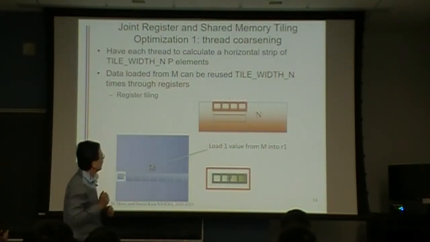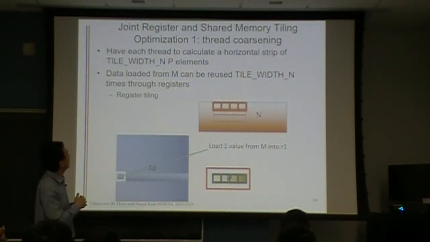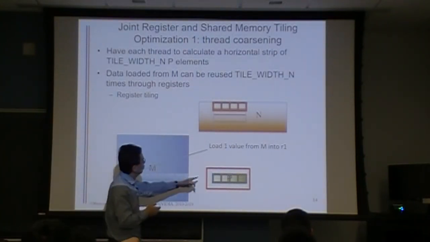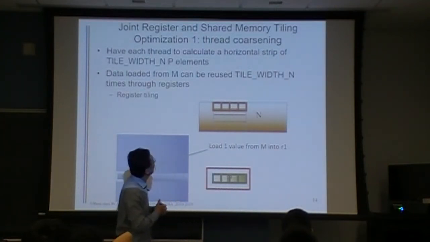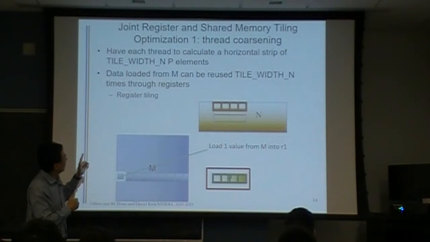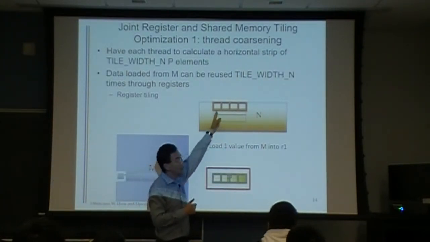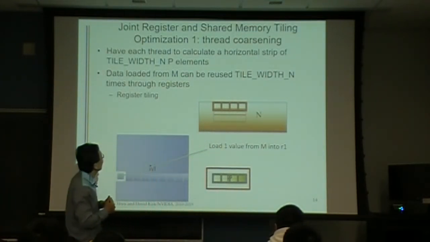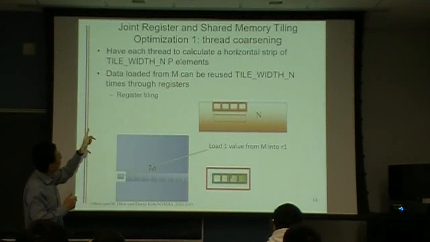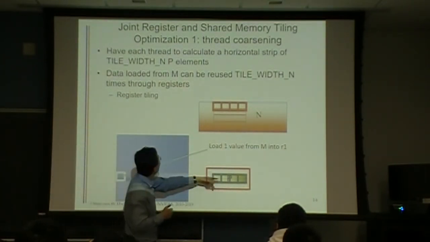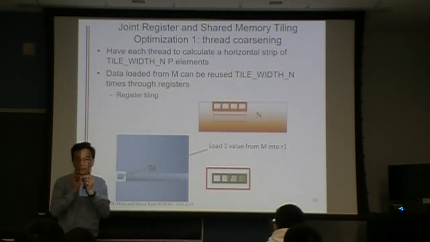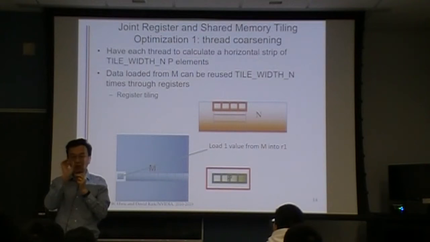Okay. So, optimization one, thread coarsening. Now I'm taking you through the details. We have each thread calculate a horizontal strip of P elements, and the number of elements here is dictated by the tile width of N, right? Tile width N. So that's why these pictures are handy. The data loaded from N can be reused tile width N times through the registers. So this is the classical register tiling, right? You reuse your register data multiple times.